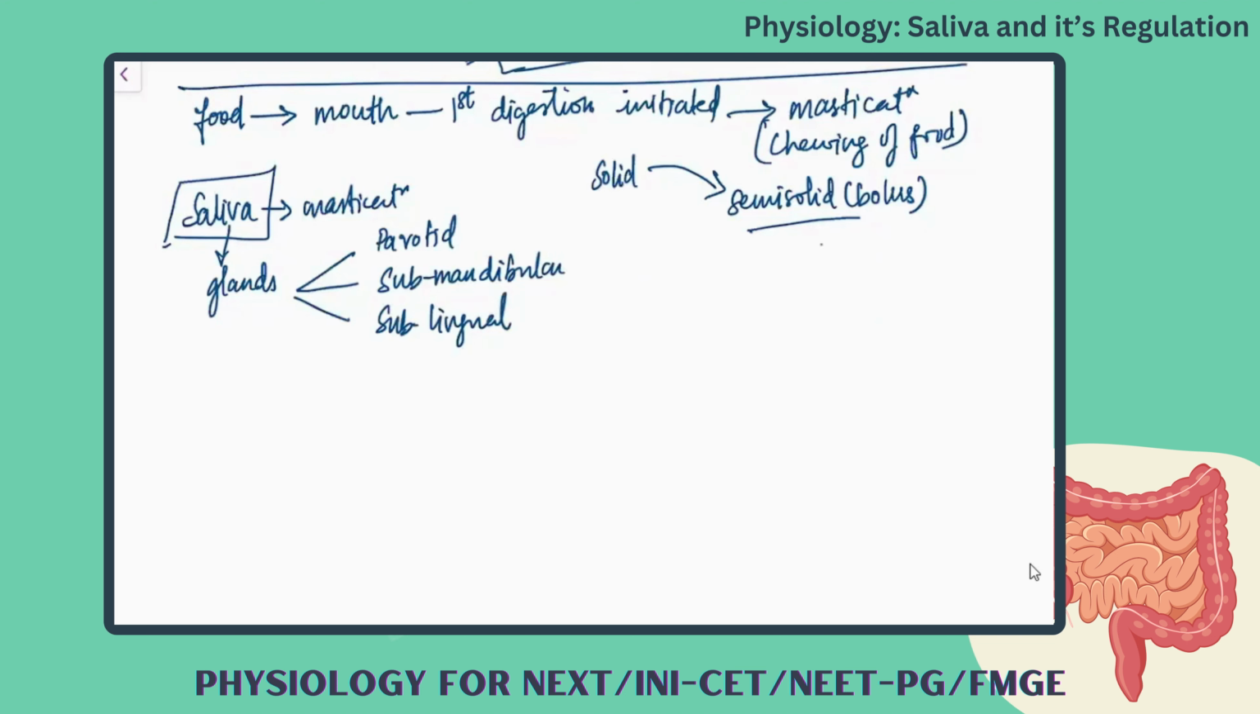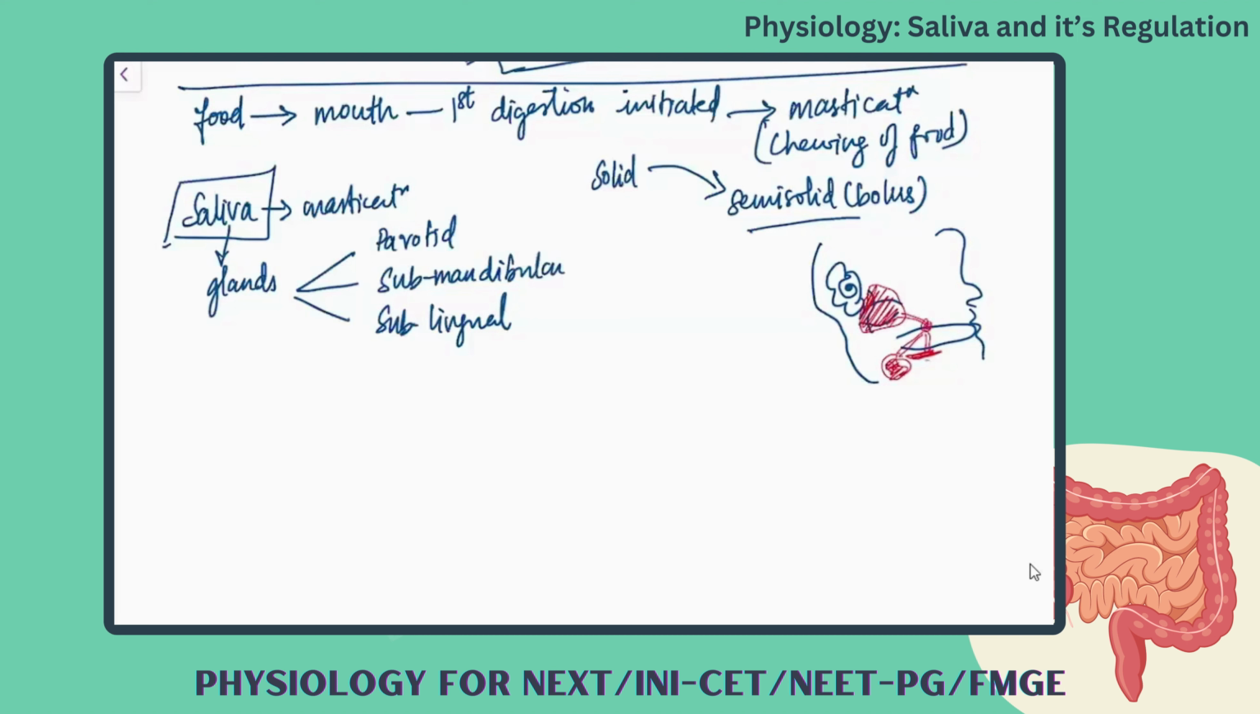Where are the locations of the salivary glands? Consider this as your ears, and this is your tongue. Below the ear, in close approximation, you have the parotid gland. Then at the bottom of the tongue, the sublingual gland. Then you have the submandibular gland. All these glands give their secretions into the mouth. What are the ducts involved in these secretions? Duct of Wharton, duct of Bartholin. All these ducts carry the secretions from the glands into the mouth.